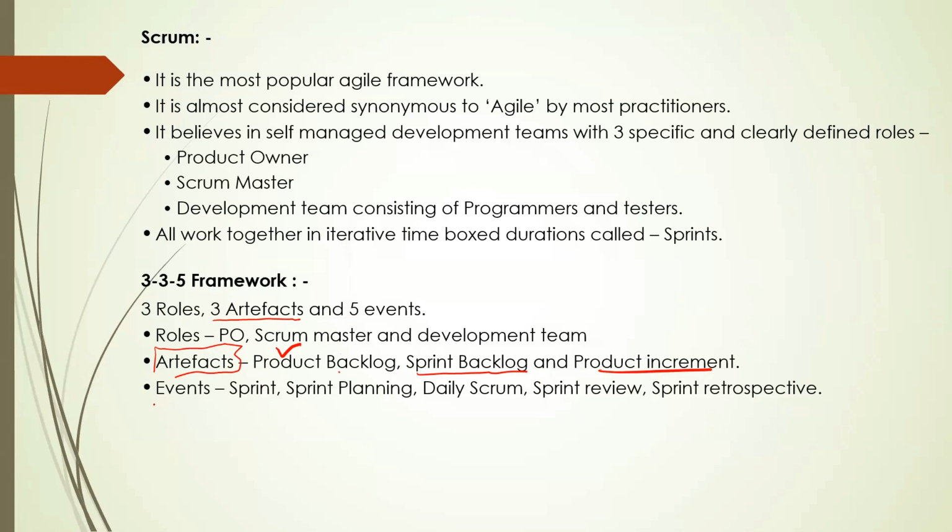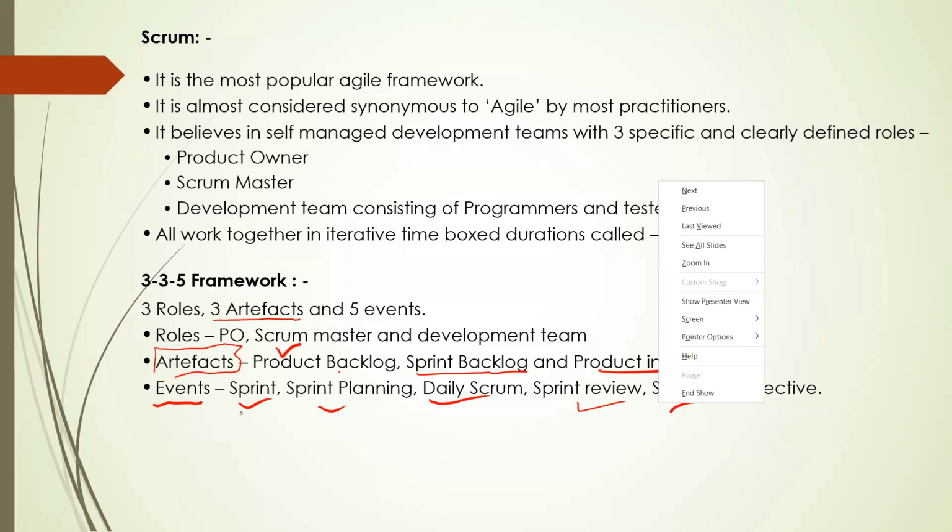And last, we have 5 events. What do these 5 events stand for? Sprint, sprint planning, daily scrum, sprint review, sprint retrospective. Each of them individually works how, what is the definition, what is the meaning of them, we will see one by one in the next slide. Now let's discuss what is going on in the next slide.